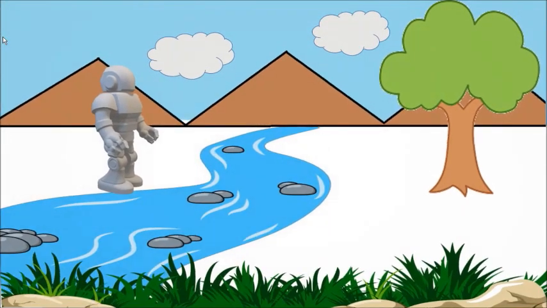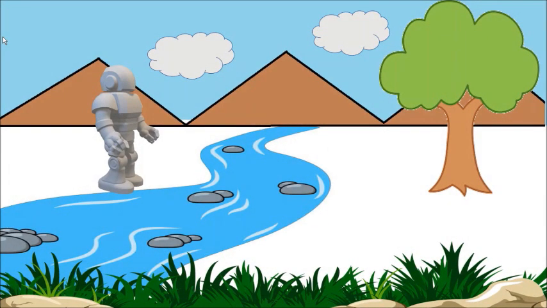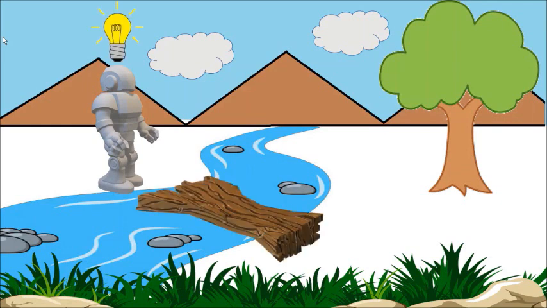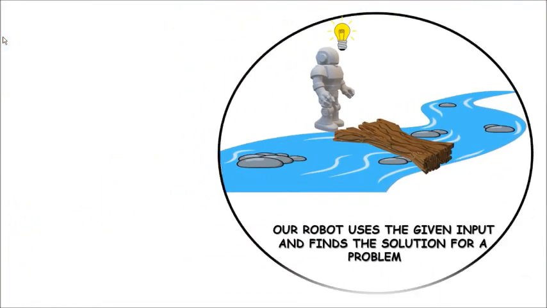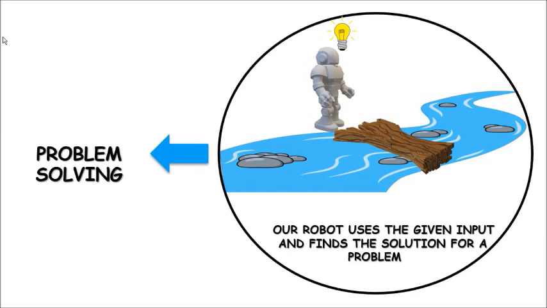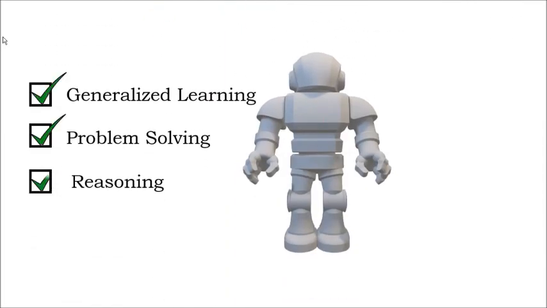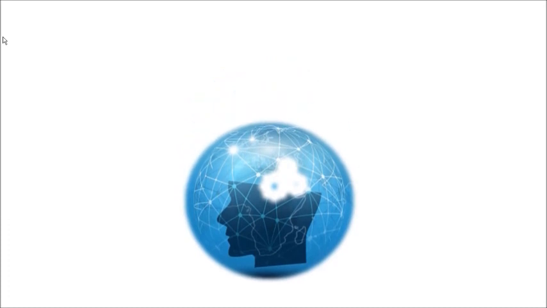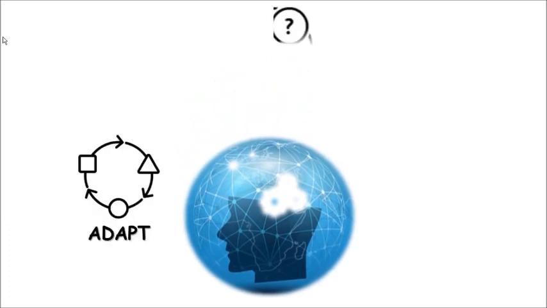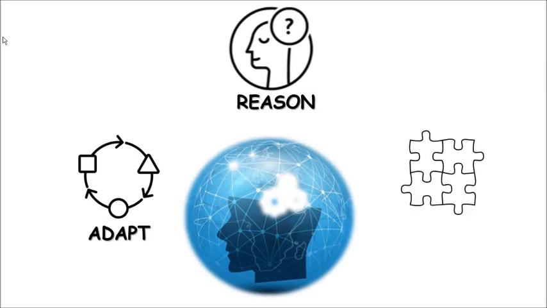After a short stroll, the robot encounters a stream that it cannot swim across. Using the plank provided as an input, the robot is able to cross the stream. So, our robot uses the given input and finds the solution for a problem. This is problem solving. These three capabilities make the robot artificially intelligent. In short, AI provides machines with the capability to adapt, reason, and provide solutions.